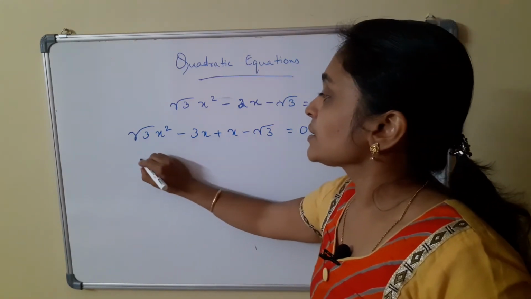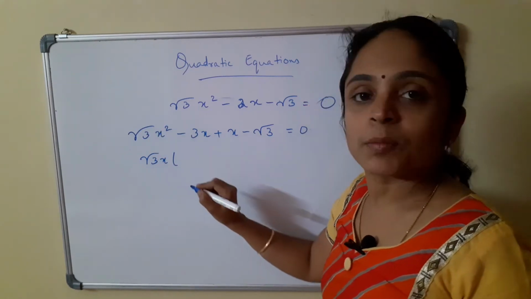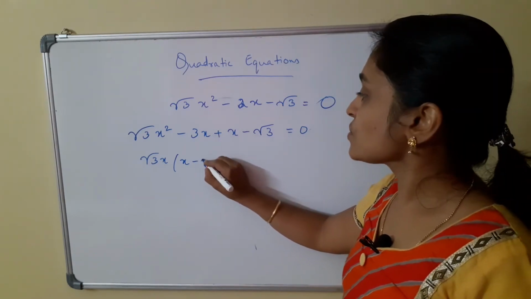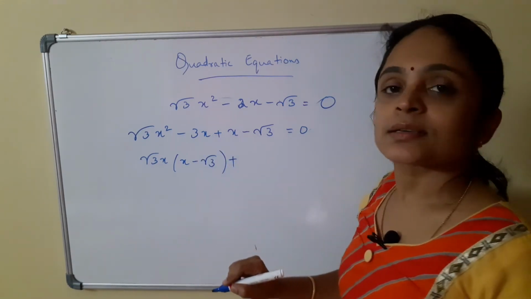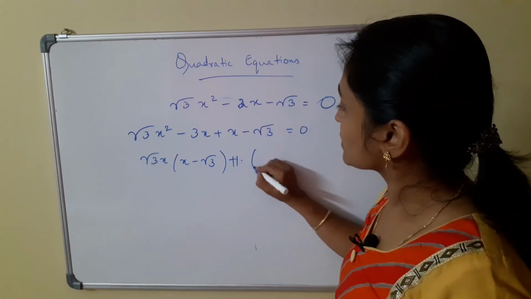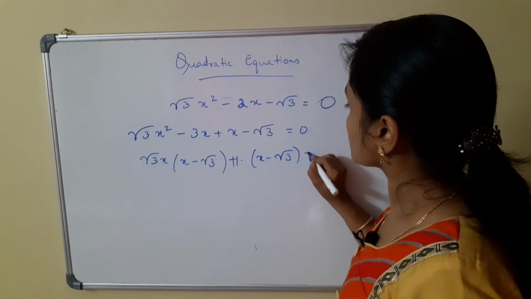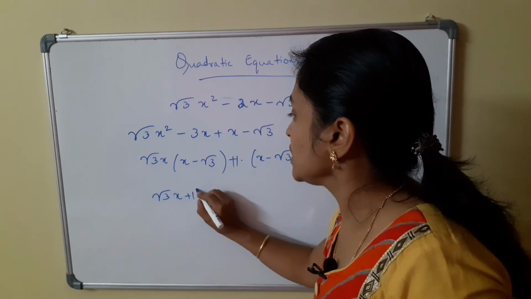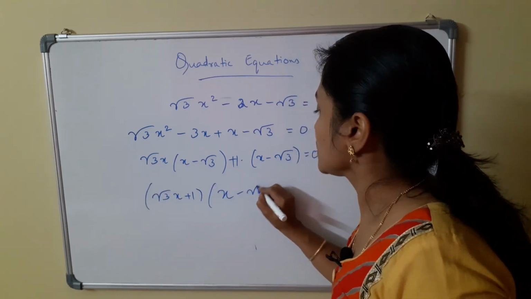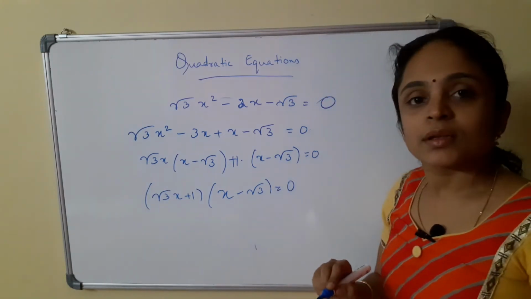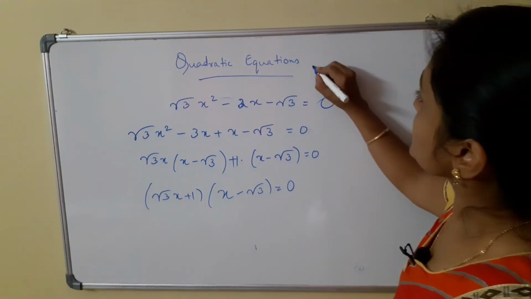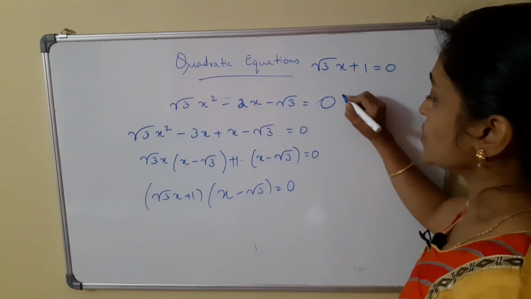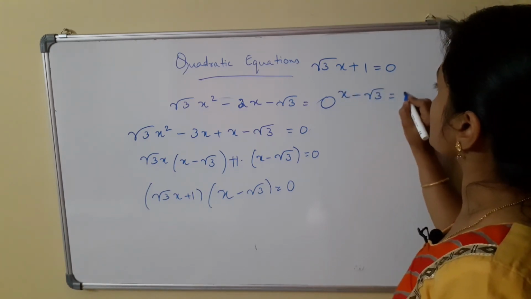So taking root 3x outside the bracket, you will get x minus root 3, since 3 is root 3 into root 3. So x minus root 3, plus this is x minus root 3. So you can write it as 1 into x minus root 3 equal to 0. So root 3x plus 1 into x minus root 3 equal to 0, right? This means root 3x plus 1 equal to 0 and x minus root 3 equal to 0.